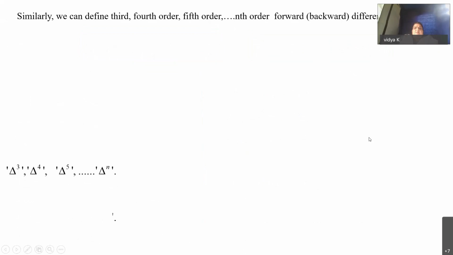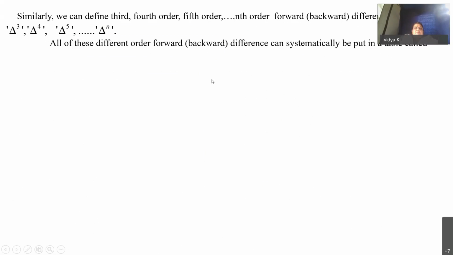third order. Similarly, we can define third order, fourth order, fifth order, up to nth order, forward as well as backward differences, and they are denoted by delta cube, delta to the power 4, delta to the power 5, etc., delta to the power n respectively. And these backward as well as forward differences can be systematically put in a table called diagonal finite forward difference table or diagonal finite backward difference table.